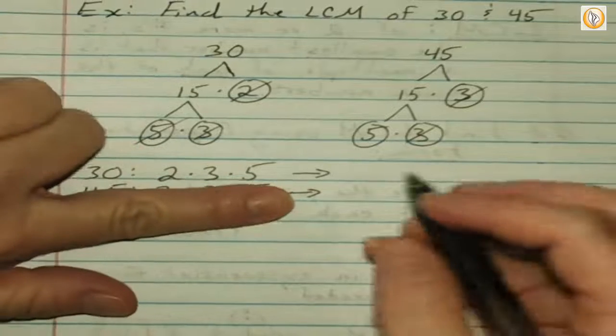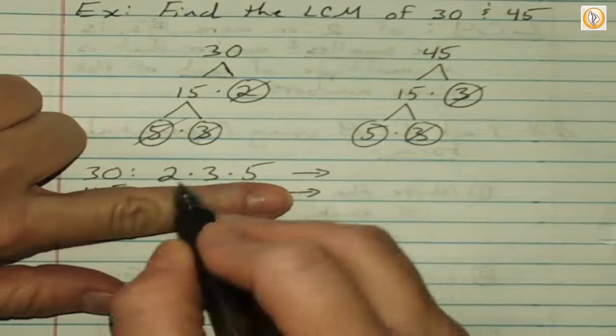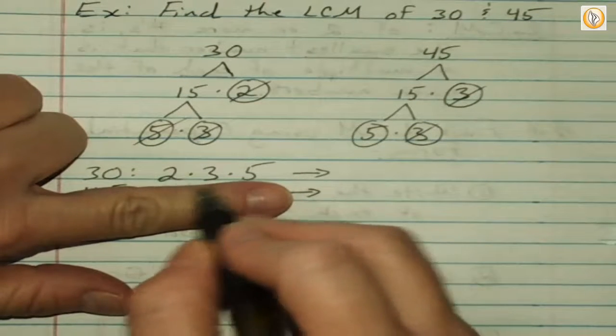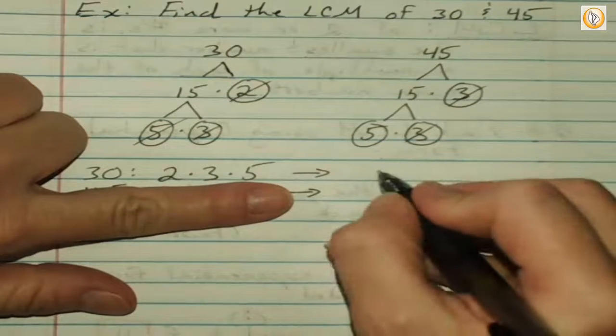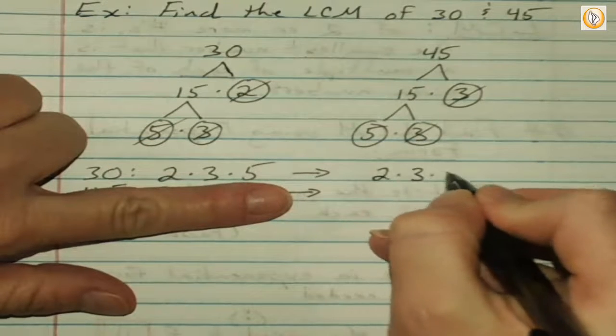Now, is there anything here that I can do in exponential form? That I have just 1, 2, 1, 3, and 1, 5. So Talia's right. There's nothing.